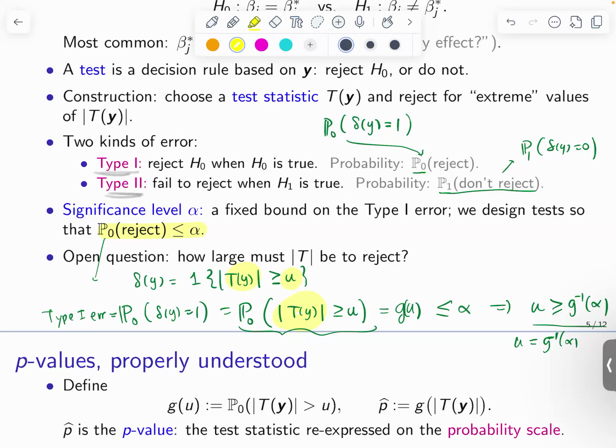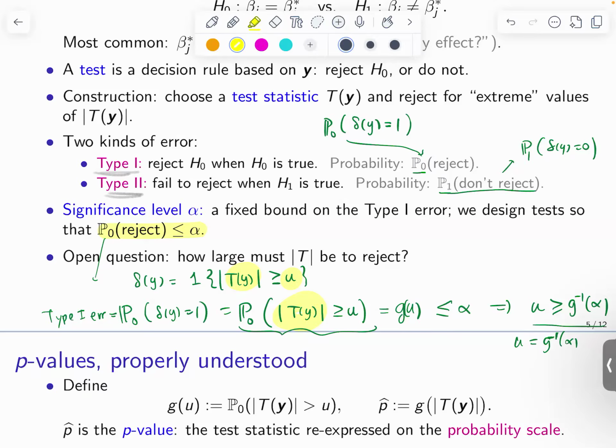It doesn't tell you anything about the hypothesis being true or not. What it means is that if you repeat this test many times, then under the null, if the null is true, only 5% of the time you're going to be wrong. You're going to erroneously reject. That's all that would be guaranteed. Does that make sense?